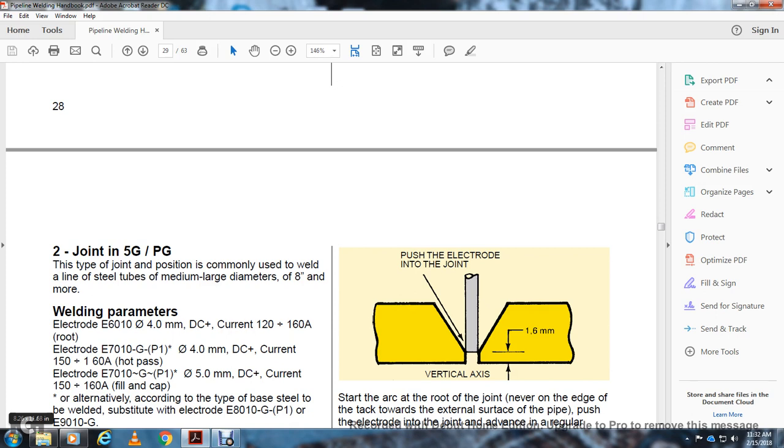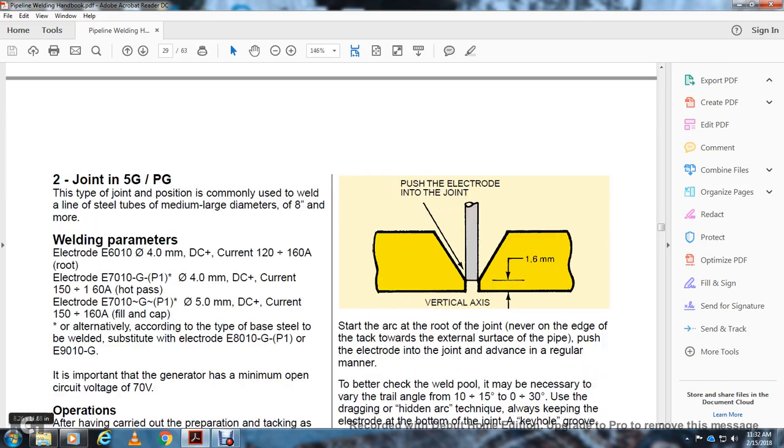Hot pass: electrode E7010-G or P1, 4.0 millimeter, direct current positive, 150 to 160 amps. Fill and cap: the electrode is chosen according to the type of base steel being welded, E8010-P1 or E9010-G, at 150 to 160 amps.